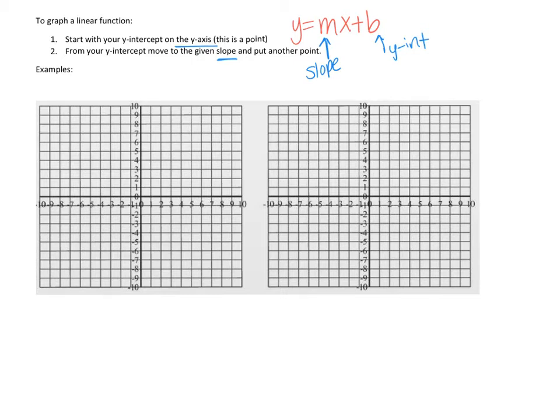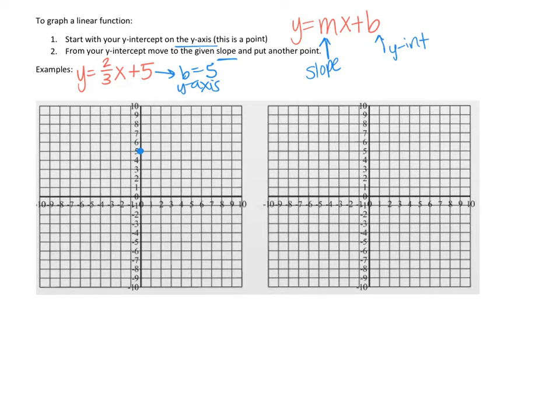So let's look at a couple examples here. Let's say that my first line is y equals 2/3 x plus 5. So the first thing that I want to do is identify the pieces that I have. So my y-intercept is 5. That means I'm going to begin on the y-axis at 5. So I'm going to put a dot right there on the y-axis.